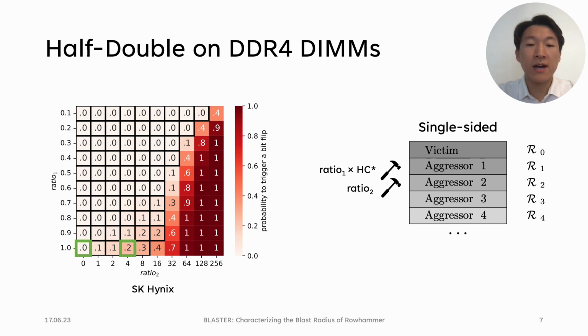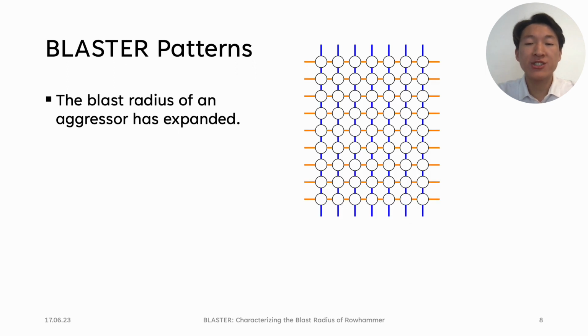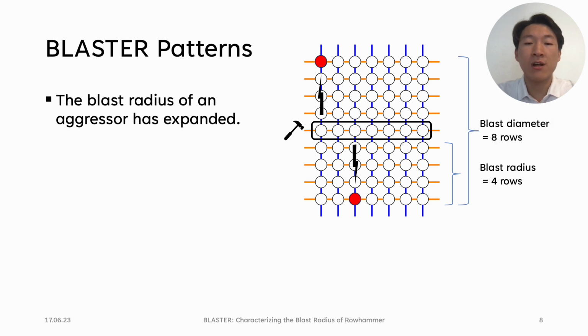For the results from other vendors, we kindly refer you to the paper. Our observation indicates that the probability to trigger a bit flip increases with higher ratio 2. Previous research has also indicated that the blast radius of an aggressor has expanded. As shown in the figure, if an aggressor can affect victim rows located 4 rows away, we say the aggressor row has a blast radius of 4 or a blast diameter of 8.